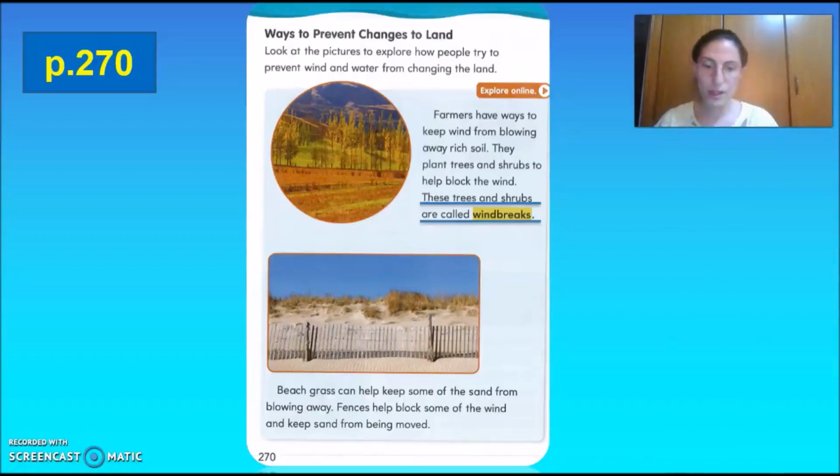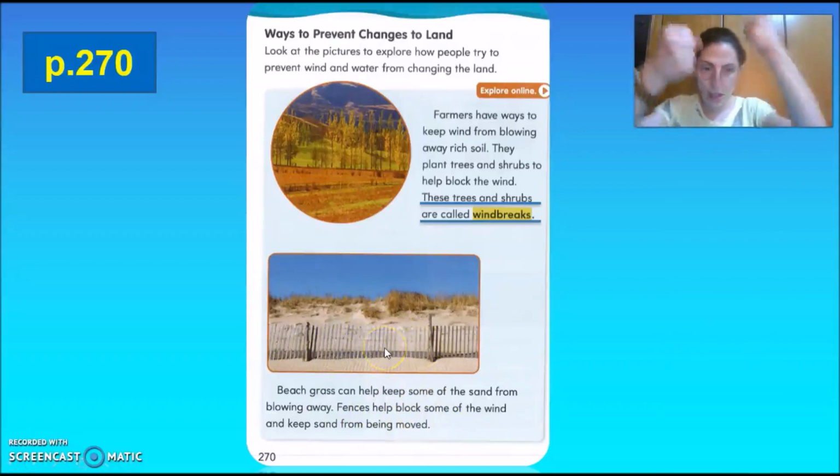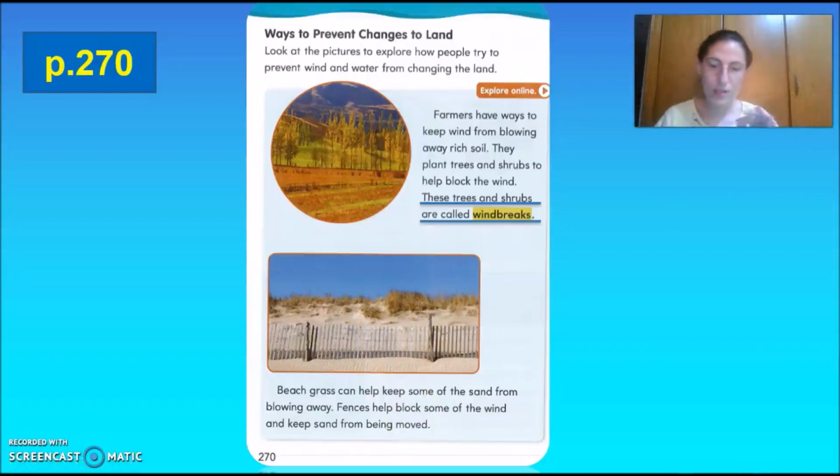And it will hold it in its place and stop the wind from blowing it away. As for the fences, they could help block some of the wind, so they could keep the sand from being moved away, okay? Why? Because the fence will hold the sand in its place and block or stop some of the wind from hitting the sand and carrying it away, or blowing over the sand and carrying it away to other places.